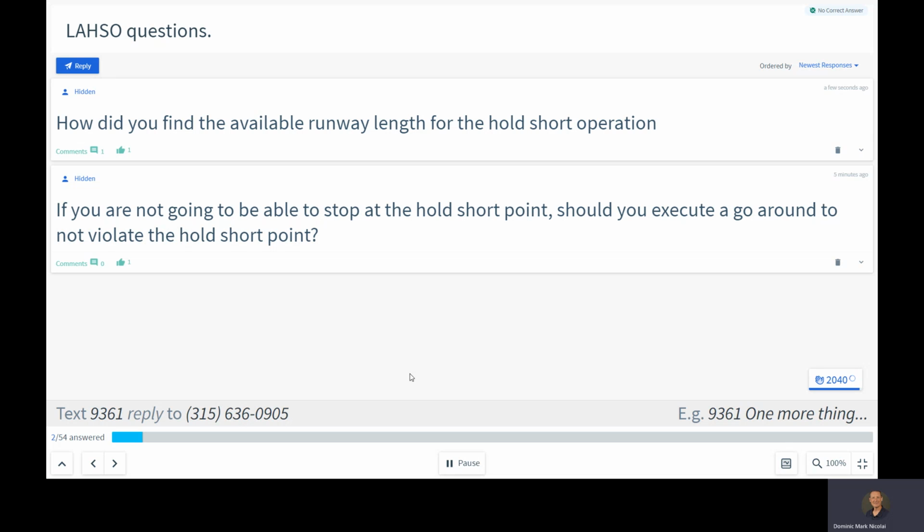How did you find the available runway length for the hold short operation? All right. Well, let's see. Let's see if we can use some technology today.